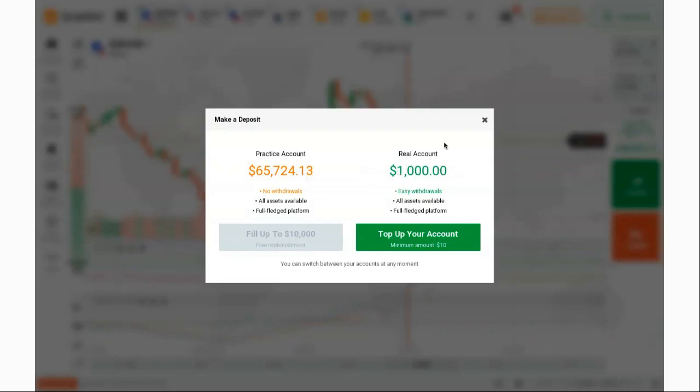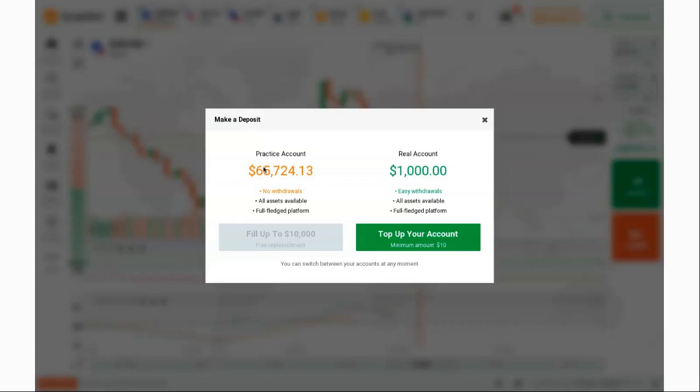Now, the real account shows that I have $1,000, and if I wish to top up my real account, I can, quite simply. Minimum is $10. Now, let me add something. When you register, when you join, and you've completed all your verification and everything else, you are not obliged to deposit in order to get your practice account.